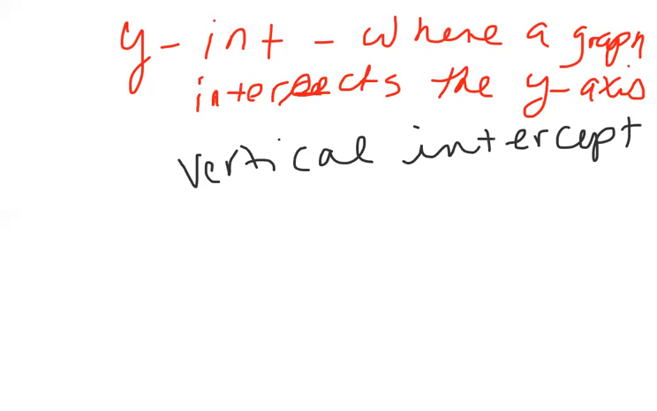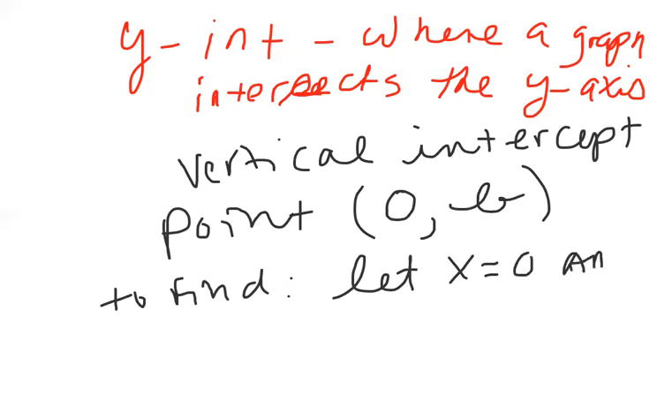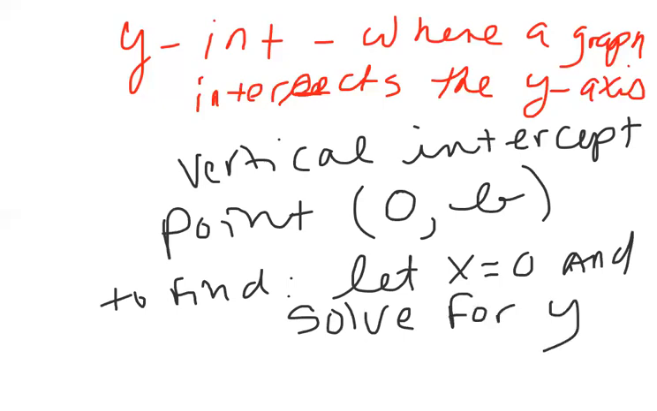Now, the y-intercept is where a graph intersects the y-axis, guys. So since it's where the graph is intersecting the y-axis, listen, guys, when you write this as a coordinate point, it's going to be in the form of 0, comma, some y value. Now, basically, to find it, you let x equal 0 and solve for y. In other words, you want to go ahead and plug in 0 for x, solve for y. And that's it. That's what you're doing, okay?